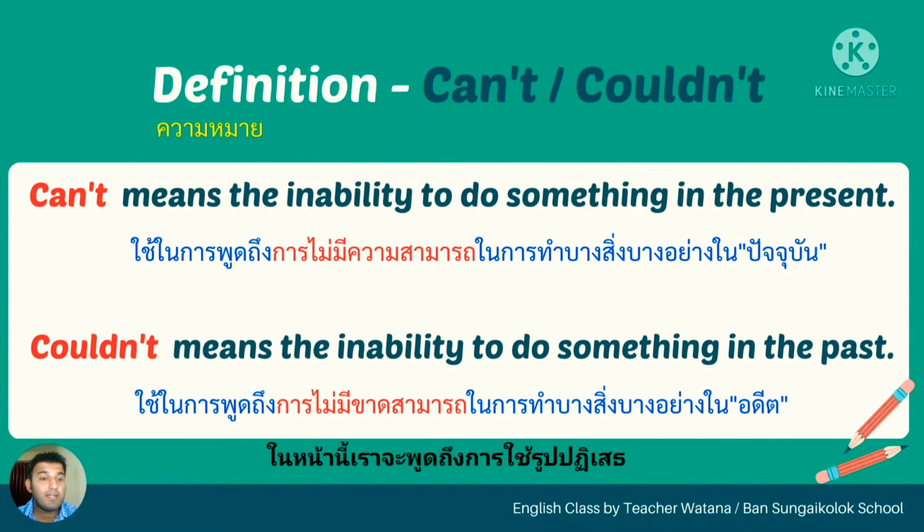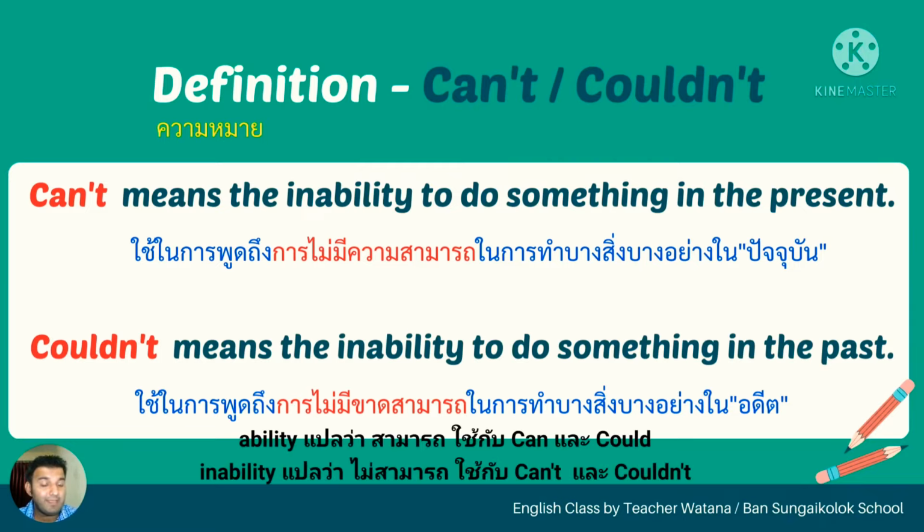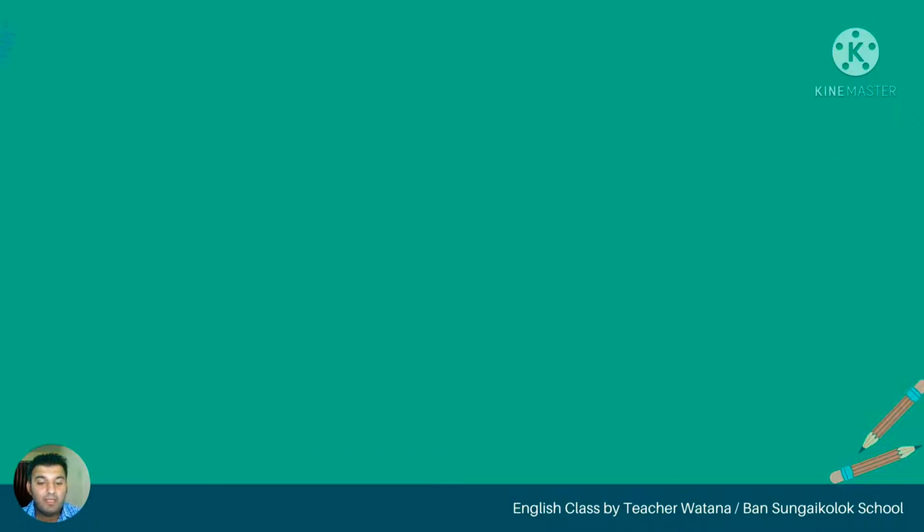On this page, we are talking about the negative form. We are going to learn about can't and couldn't. Can't means the inability to do something in the present, while couldn't means the inability to do something in the past. Remember, ability for can and could, inability for can't and couldn't.